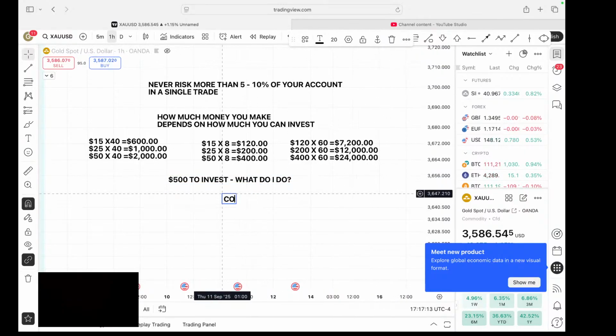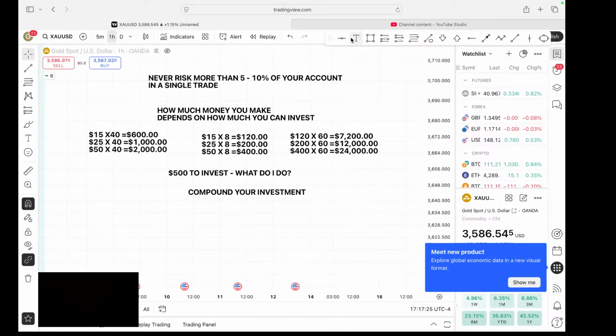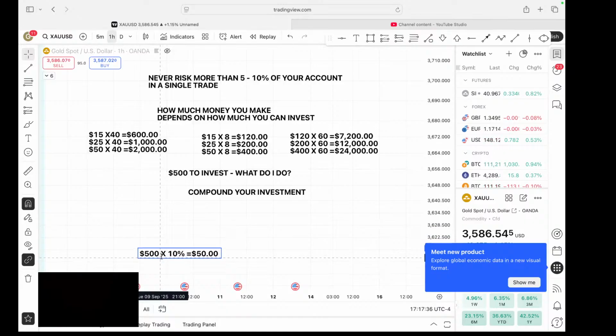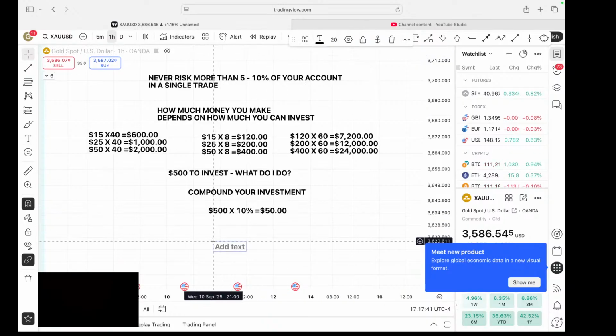You compound. So what does that look like? If we take 10% of 500, we're risking $50 per trade. If we take 5%, we're risking $25 per trade.